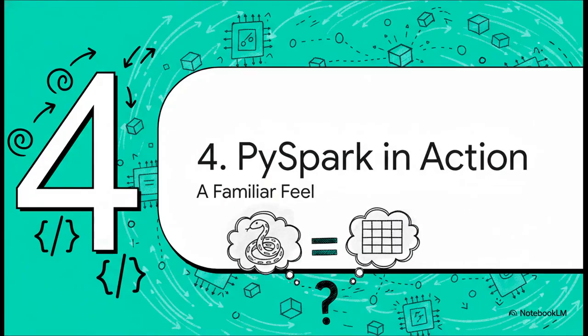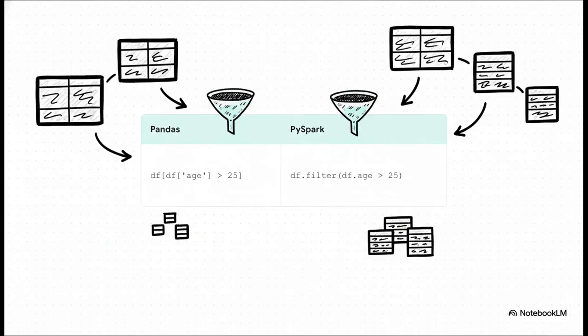So all this theory is great, but let's get down to brass tacks. What does the code actually look like? Is this going to be a massive learning curve for someone who's used to, say, pandas? Let's take a look. Okay, look at this. Filtering a data frame. In pandas, you use the classic bracket notation. In PySpark, you use a dot filter method. But the logic inside, it's identical. That feels really natural, right?